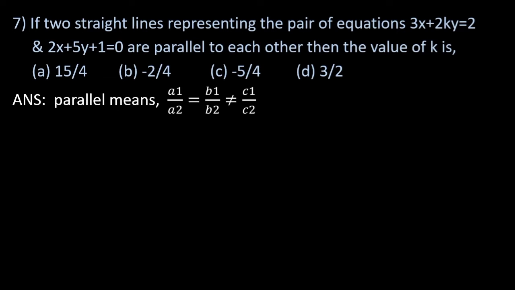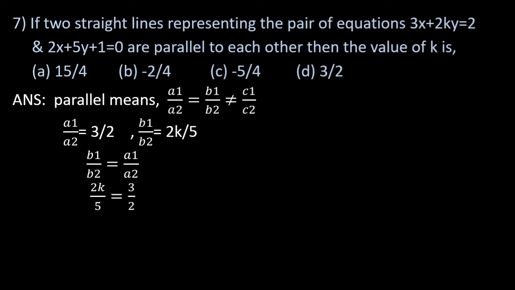Now a1 by a2, how much will we get? A1 we have 3 and a2 we have 2, therefore we'll get 3 by 2. And b1 by b2, how much will we get? B1 we have 2k and b2 we have 5. Now we will equate because a1 by a2 is equal to b1 by b2, we get b1 by b2 is equal to a1 by a2. That is 2k by 5 is equal to 3 by 2. Now we do cross multiplication, we get 5 threes are 15, 2 twos are 4. Therefore the k value is 15 by 4. Therefore option A, 15 by 4, is the correct one.